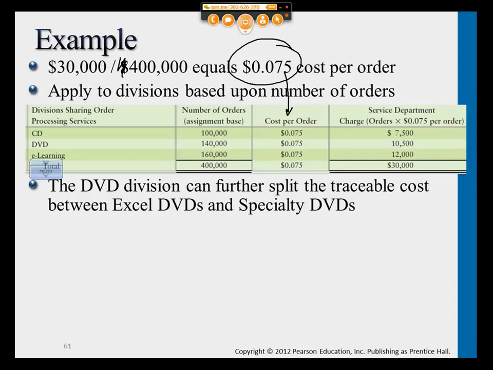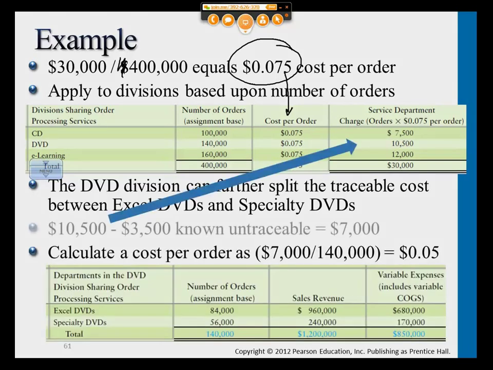Okay, but that's not it. So now we know all the charges. The DVD division can be further split. This is just an example. We just know that the DVD division is producing two types of DVDs, Excel and Specialty. So that allows us to see just a little bit further. There's no other meaning, it's just an example, just because we have a chance to split it further.